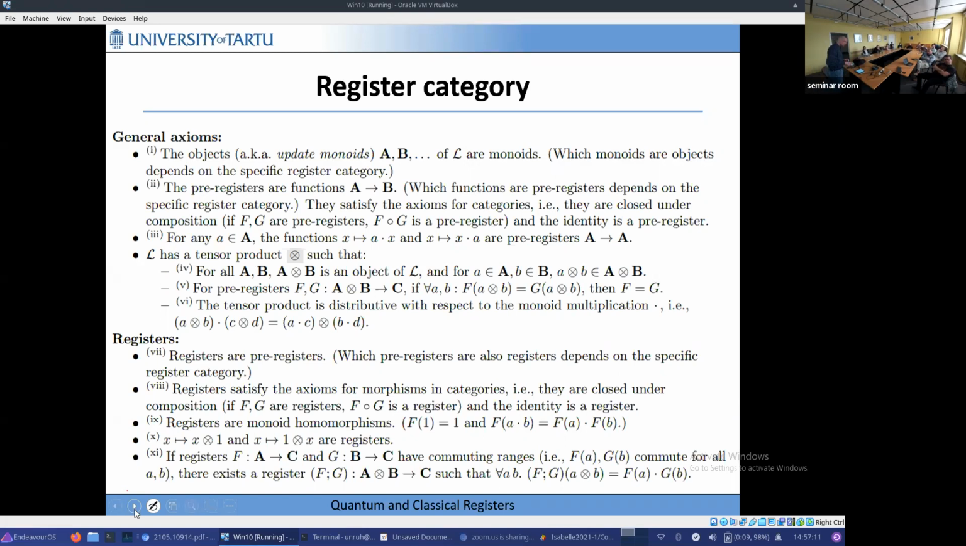I just copied this here so that you get a vague impression. I don't want to go through the details unless you're specifically interested, but basically a register category is actually kind of two categories, because it's a category of objects. The objects are our updates, like the operators in the quantum case, the partial functions in the classical case. Then we have morphisms between them, which for technical reasons are not the registers, but I call them pre-registers. They have a few simple natural properties and a tensor product. Additionally, I need a subset of these pre-registers that are called registers. They also need to satisfy a few simple properties.